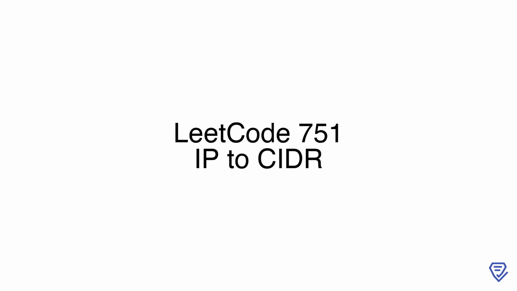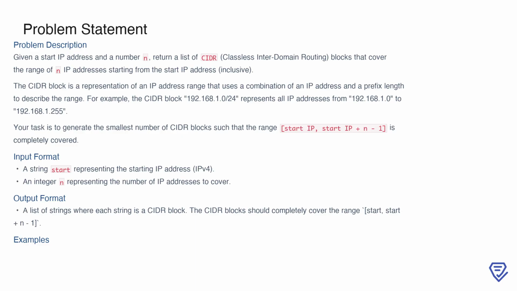Today, we'll be exploring problem number 751, titled IP to CIDR. In this problem, we aim to take a range of IP addresses and represent them efficiently using CIDR, classless interdomain routing, blocks. Get ready to dive into the details and learn some interesting techniques to solve this problem. The problem requires us to generate a list of CIDR blocks that cover a specified range of IP addresses.